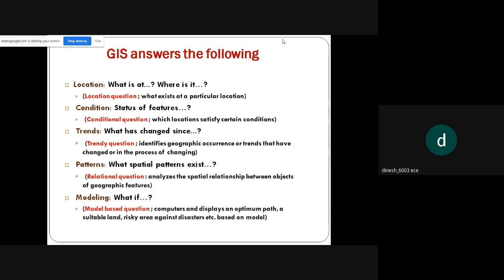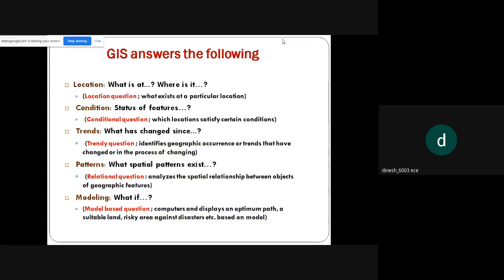GIS gives answers to the following questions. Location: what is it? Where is it? What exact location is it? Condition: status of the features, which location satisfies the given conditions. Trends: what changes occurred since the corresponding year or date, which identifies geographic occurrences or trends that have changed or are in the process of changing.